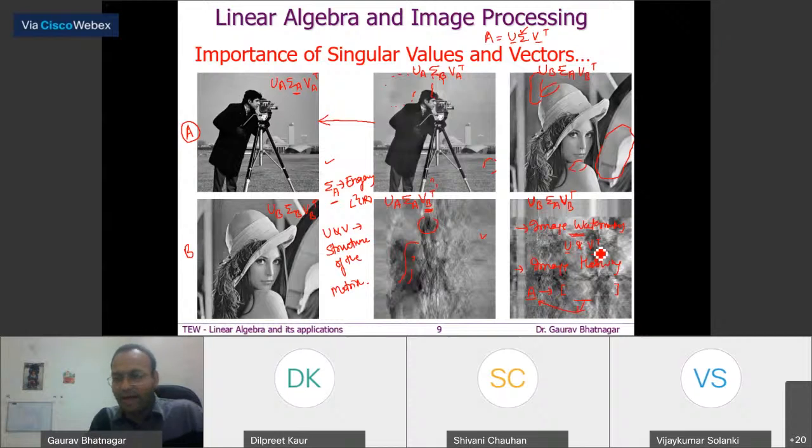Yeah. So again, it all depends on which application you are using the singular value decomposition in. Different applications are going to have different moves with respect to the singular value decomposition. But the general thumb rule says do not distort your U and V. Otherwise, the structure of your matrix will go.